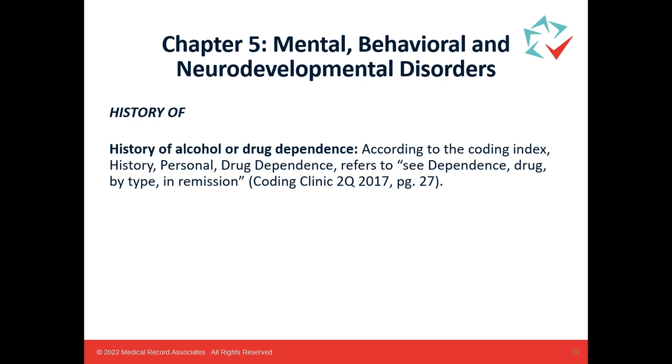Now, what about your history ofs? For documentation of history of alcohol or drug use or dependence, refer to the index and follow where this leads. The index entry for history of alcohol or drug dependence tells you to see dependence drug by type in remission. So read your coding clinics and follow the index for your history ofs.